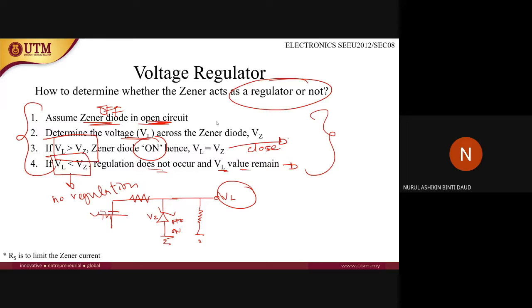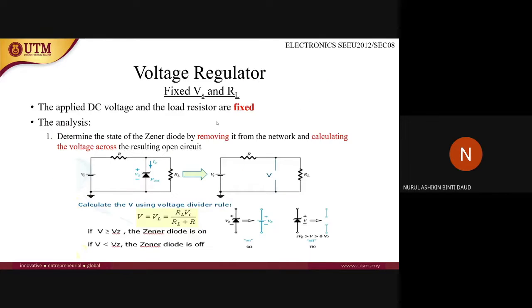Okay, so let's look into the cases. First, the case is fixed VS, where the source is fixed and the resistance is also fixed. So the applied DC voltage and the load resistor are both fixed. For the analysis, first of all, determine the state of the Zener diode by removing it.